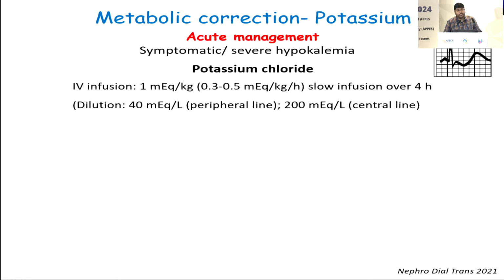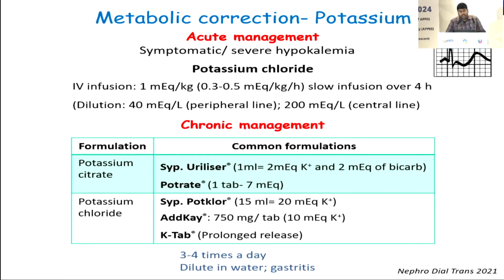So the dilution is most important. If you are using a peripheral cannula, it should be diluted to a maximum of 40 milliequivalents per liter. And if it is a central catheter, then it could be up to a maximum of 200 milliequivalents per liter. As renal tubular acidosis is a polyuric state, there is no concern about the volume to be used.